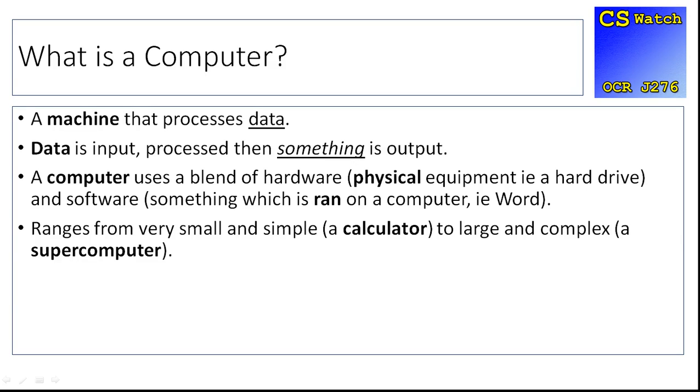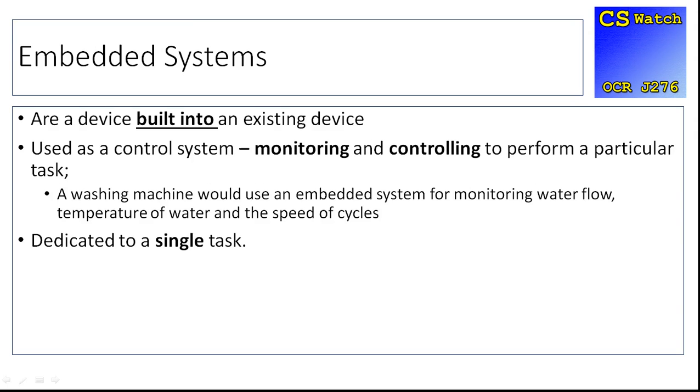A computer uses a blend of hardware, so something physical, something you can see, something you can touch, and software, something which is run on the computer. And it uses both of those together to create the computer experience for you. Computers can range from something very, very small and very simple, for example a calculator, to something large and complex, so a supercomputer being used by NASA. They're both computers. One is small and simple, the other is quite large and complex.